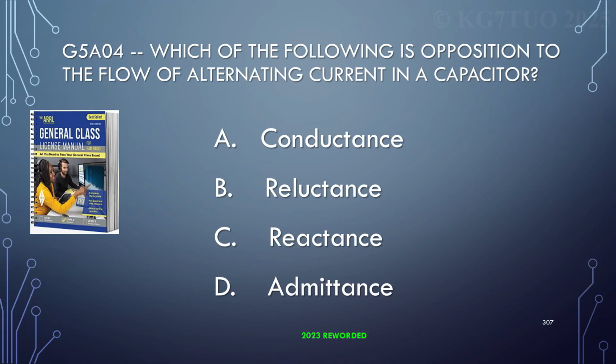Which of the following is opposition to the flow of alternating current in a capacitor? Opposition to the flow of AC in a capacitor is? Charlie is right. Reactance. Opposition to the flow of AC.